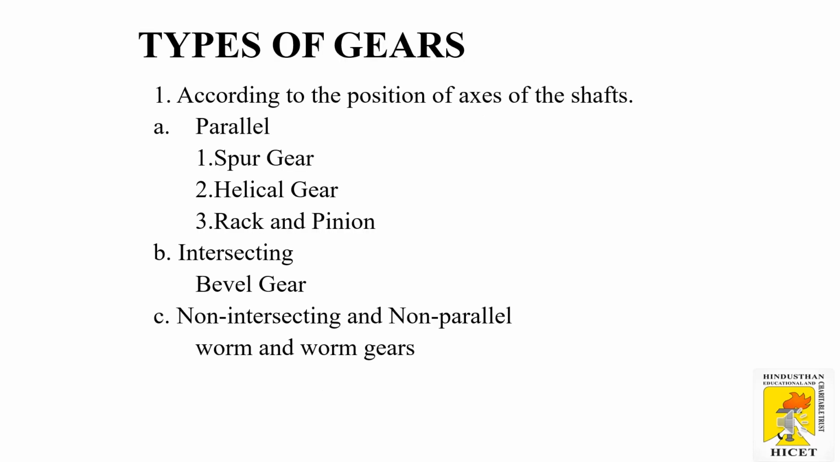Again, the parallel axis gears can be classified into four types: spur gears, helical gears, herringbone gears, rack and pinion. The intersecting axis gears can be classified into two types: straight bevel gears and spiral bevel gears. And the non-parallel and non-intersecting axis gears are hypoid gears, worm and worm wheel, and spiral gears.